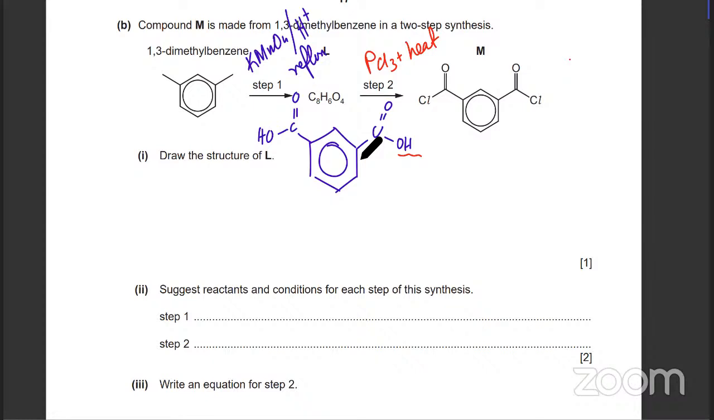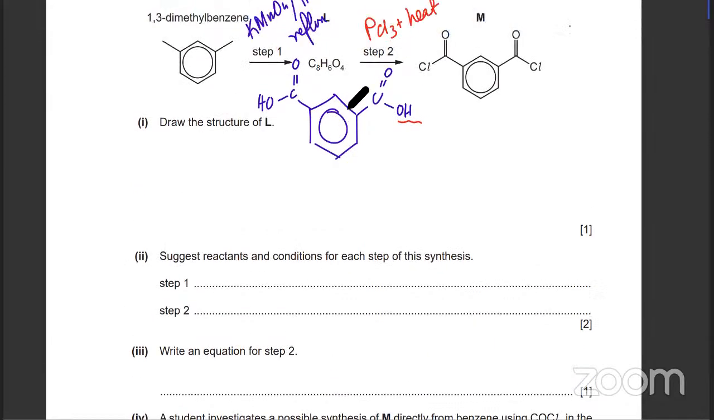So then the next one is: write an equation for step number 2. So I have PCl3, and over here I have what do I have? I have C6, and I've got 4 H's, right? Because 2 of the carbons have been substituted. There's another COCl and another COCl on the other side as well. So I'll just put 2 over here.